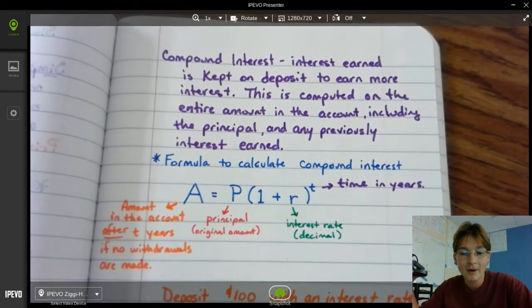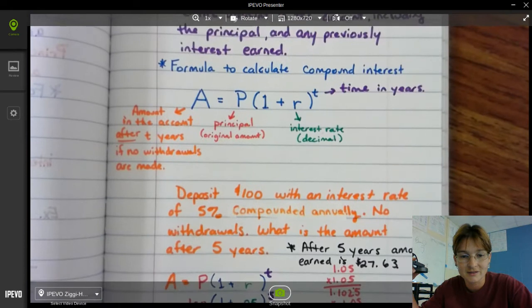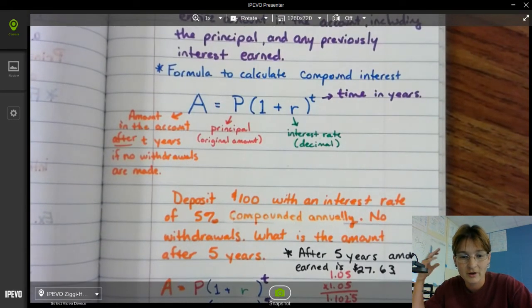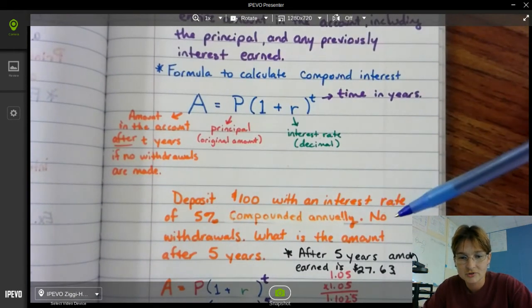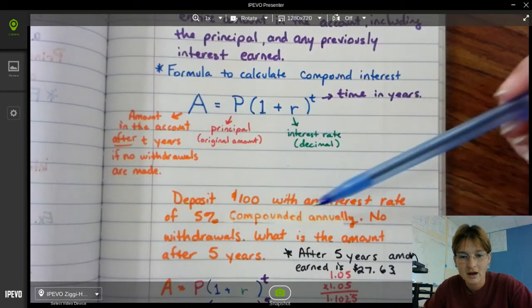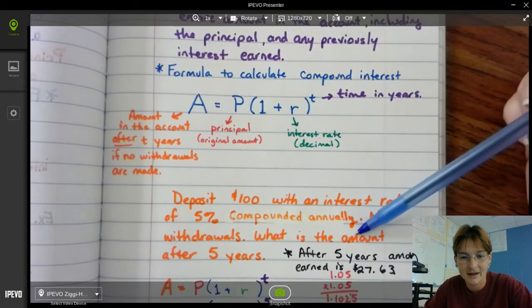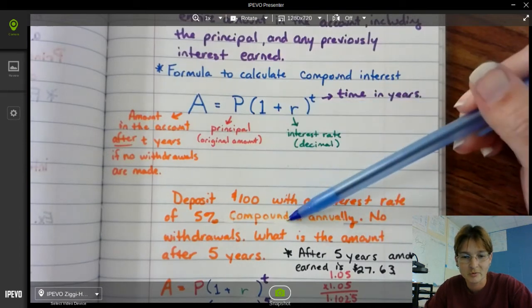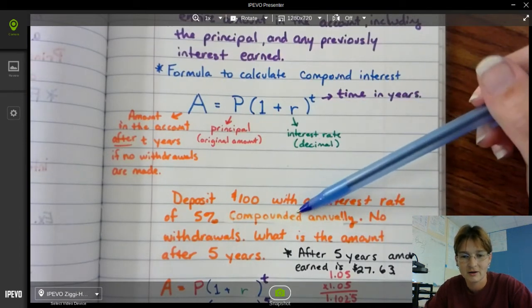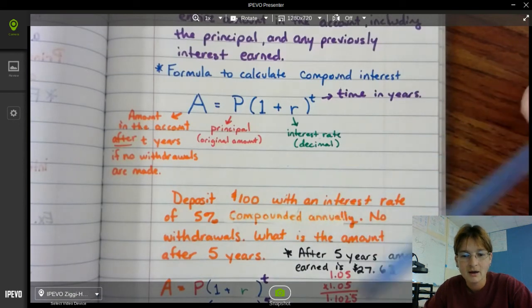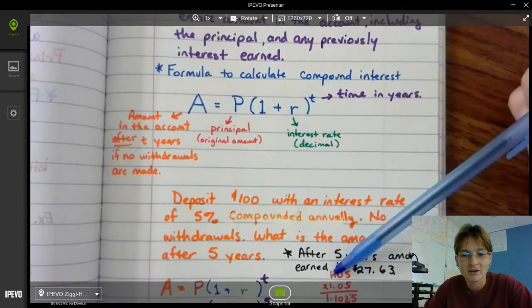Okay, so we're going to use the same numbers with our example, but this time we're going to add more years to it. So we have a deposit of $100 with an interest rate of 5% compounded annually. Okay, this is key. If it doesn't say compounded annually, we're going to assume it's simple interest. We need to know that it's compounded. So no withdrawals were made. What is the amount after 5 years?